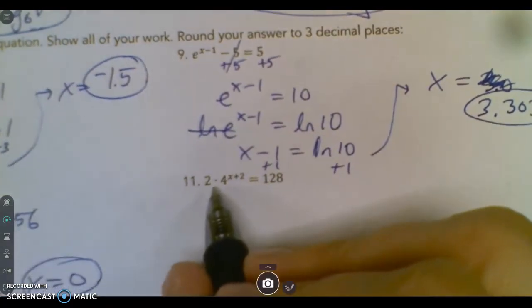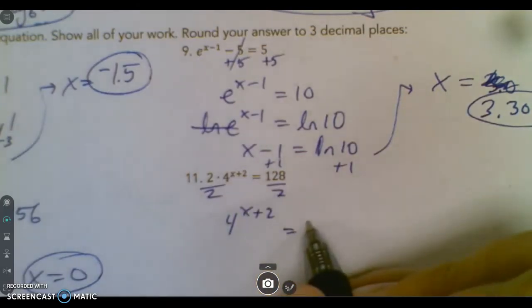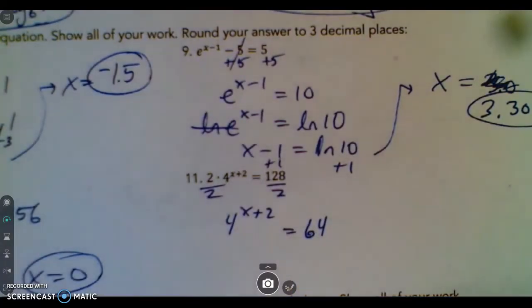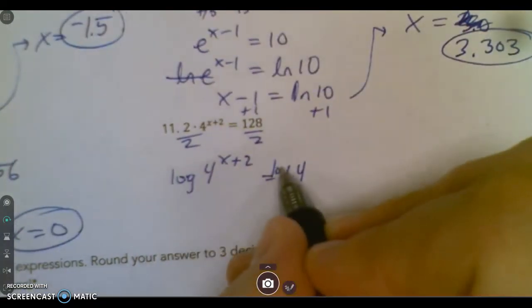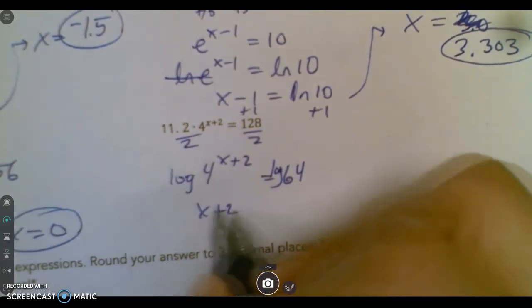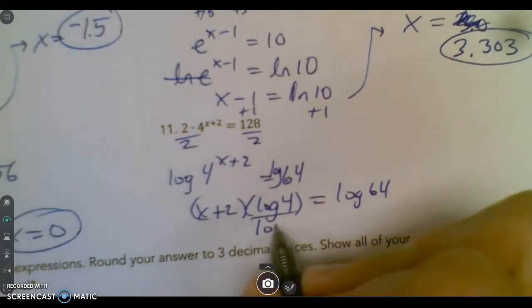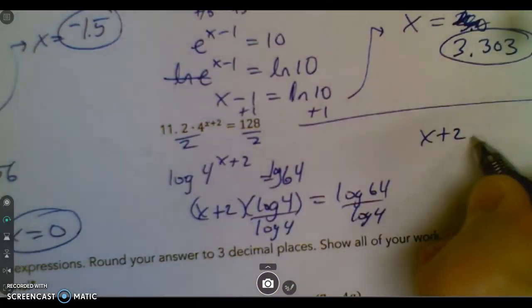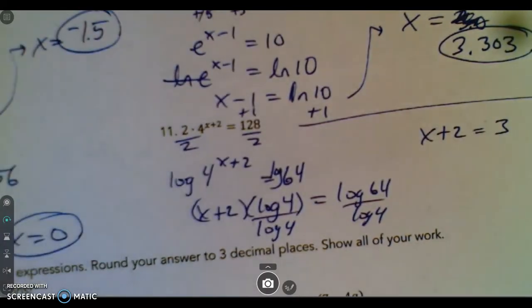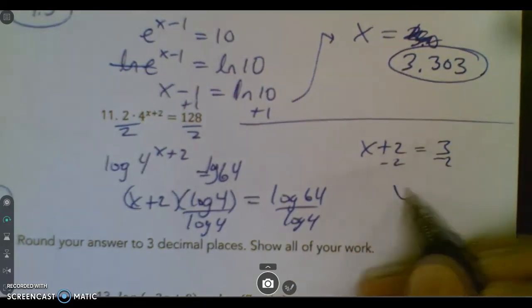All right, this problem, it's not by itself yet, so I need to divide by 2. 128 divided by 2. It's going to be a nice one too, 64. You could notice that that's 4 to the 3rd, or you could just log both sides. I could do log base 4 also, but I kind of want to do it a different way this time. Common log of 4, and then common log of 64. Divide both sides, and then we'll have x plus 2 equals 3. Because when you type that in, you'll get a 3. And then you take away 2, and x equals 1.